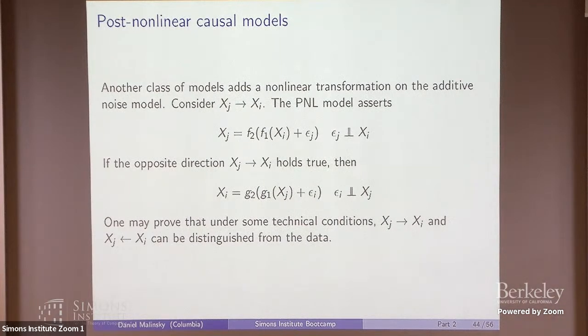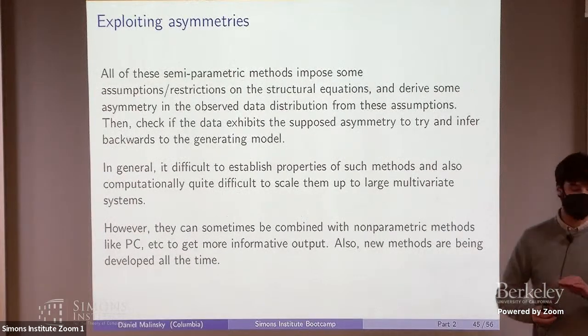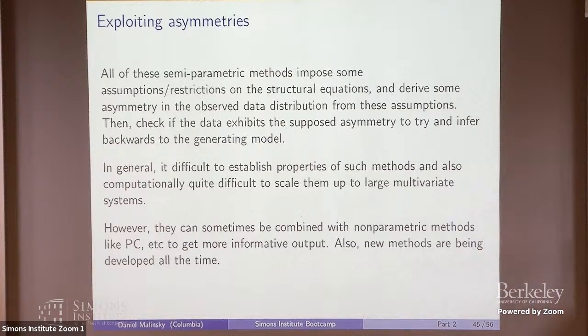Then you can show that there's an asymmetry induced on the joint distribution and that those directions can be distinguished from data. To end this little point, all of these semi-parametric methods impose some assumptions or restrictions on the structural equations, derive some sort of asymmetry on the observed data distribution, and then check if the data exhibits the supposed asymmetry to try and infer backwards.